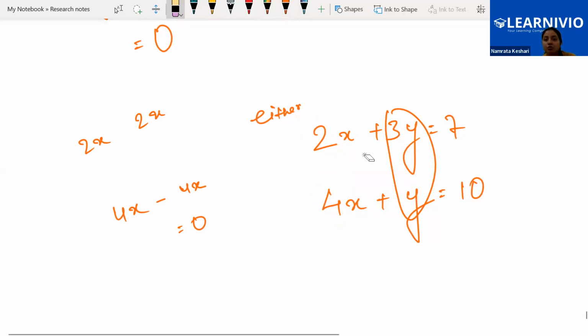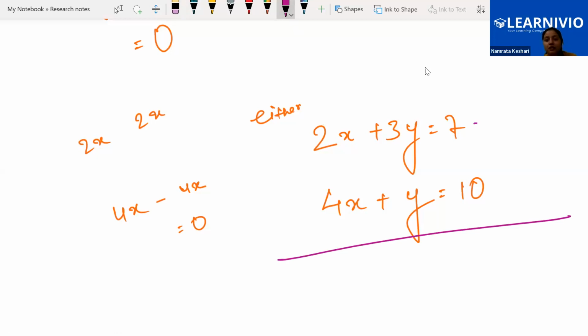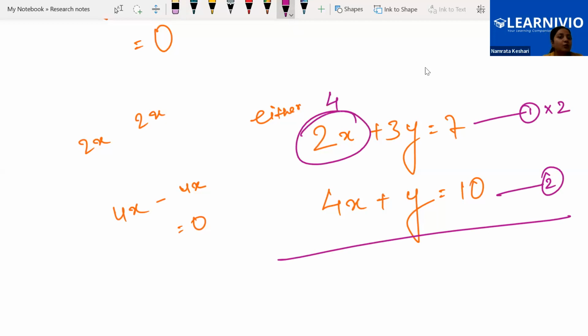So the first method to solve this equation by elimination method is to, let me write both the methods, both the possible cases. Either we can do the multiplication, this is equation number 1, this is equation number 2. So what we can do, we can multiply equation 1 by 2. Why? Because I want to make this as a 4. How can we do so? If we will multiply this 2x by 2, we will be getting 4x. Then we will be having 4x, 4x, and we can do the cancellation. Yes or no? Yes.